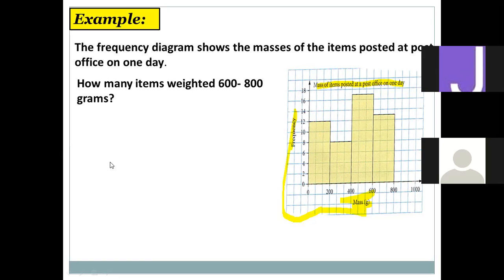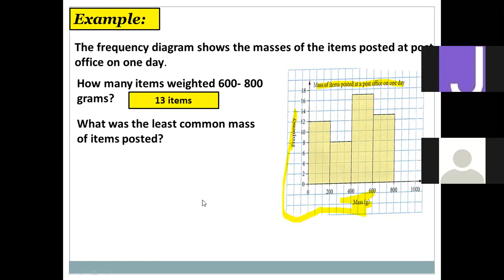13. يلا. What was the least common mass of items posted? Least. مين least common؟ يعني least frequent. في ناس تانيين. في أسماء أخرى. سيلينا مش محمد. سيلينا الثانية. 200 to 400, which is 8. Yes, 200 to 400, which was 8. That's right.